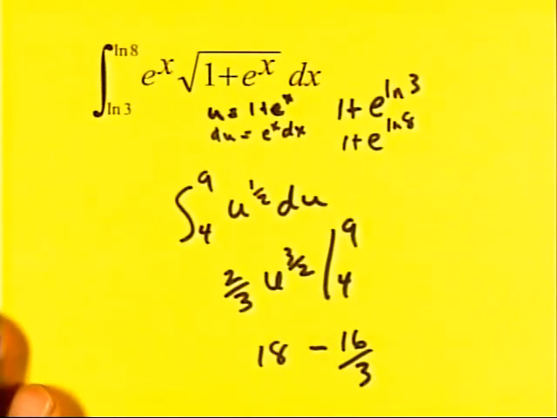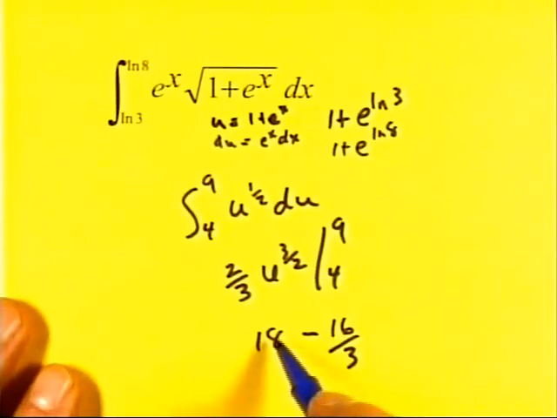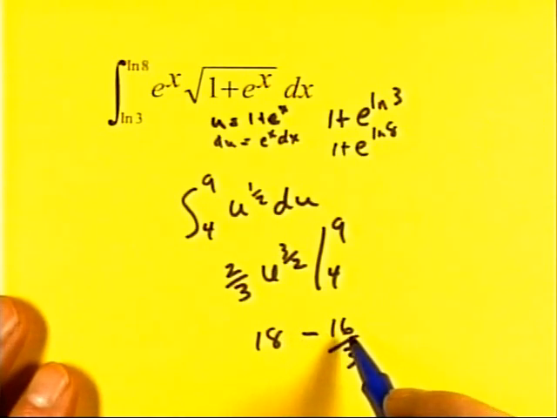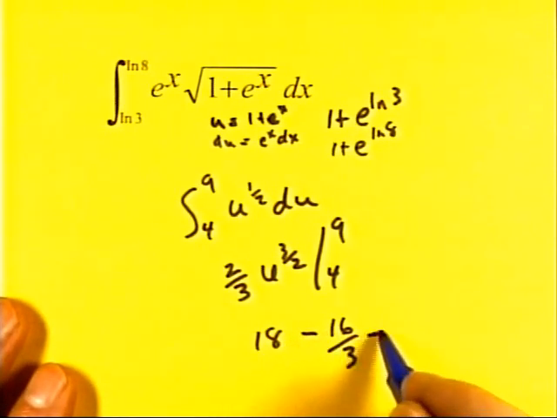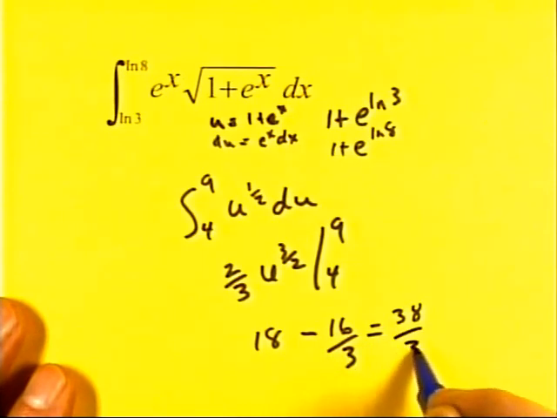So 18 minus 16/3. On the AP exam, you'd be able to leave your answer like that if it's free response, but otherwise we can make it 54 over 3. Make a common denominator, and so the answer would be 38 over 3. Yeah, that is very good.